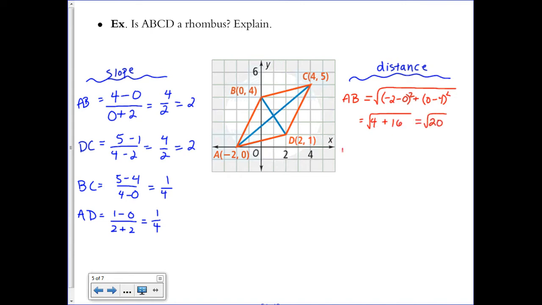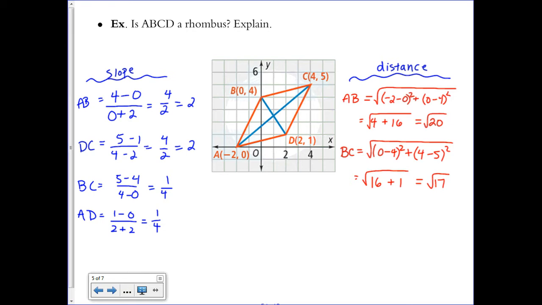I'm going to do BC next because I feel pretty confident that it's not going to come out the same, but I want to prove it to myself with the numbers. So I've got 4 squared, which is 16, and then 1 squared, which is going to be 1. And sure enough, this did not come out to the square root of 20. So I've established at this point that I don't have enough information to prove that it's a rhombus. Actually, I do have enough information to prove that it's not a rhombus because I don't have 4 congruent sides.